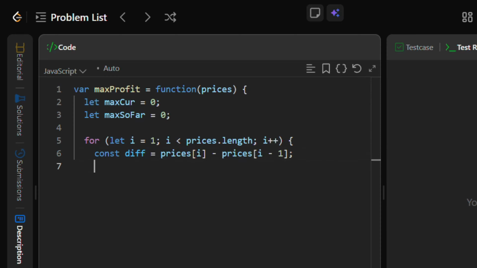Next, we update max cur using Math.max(0, max cur + diff). That means we either extend our current profit streak by adding diff, or if it becomes negative, we reset back to 0, because we're better off starting fresh.